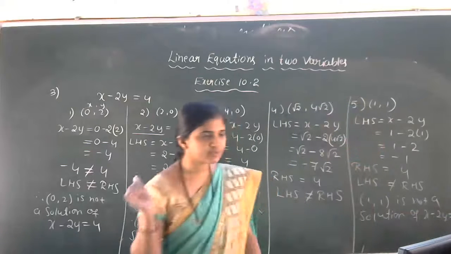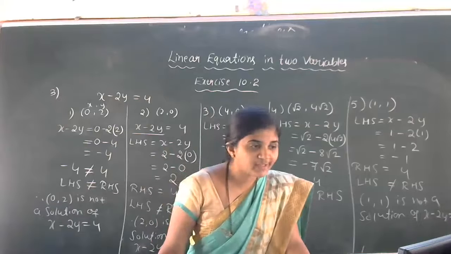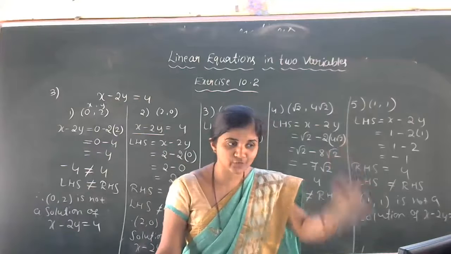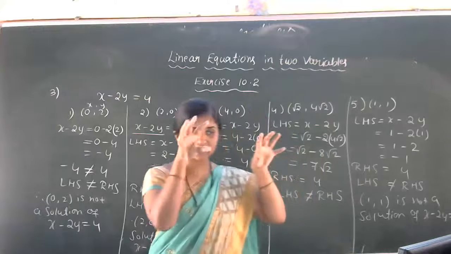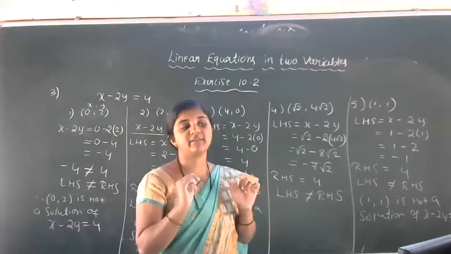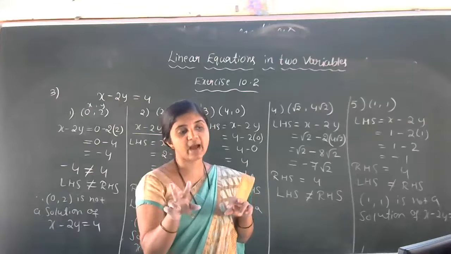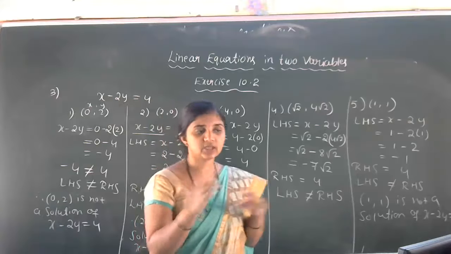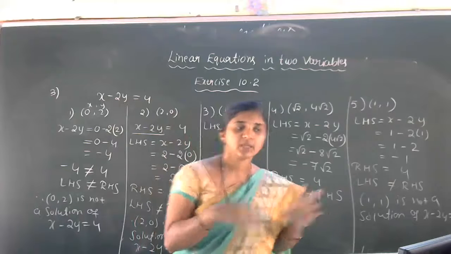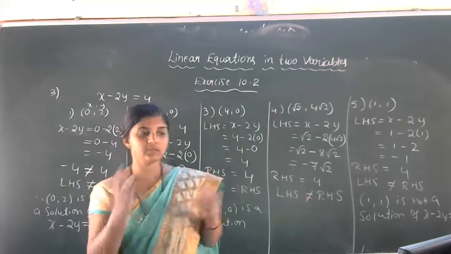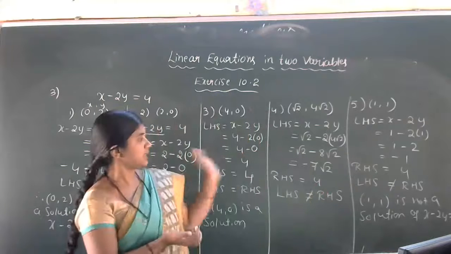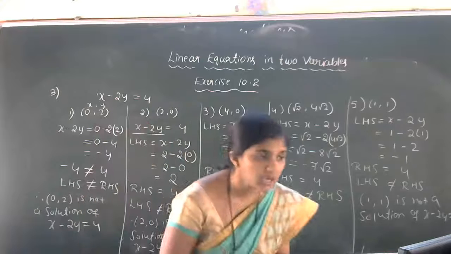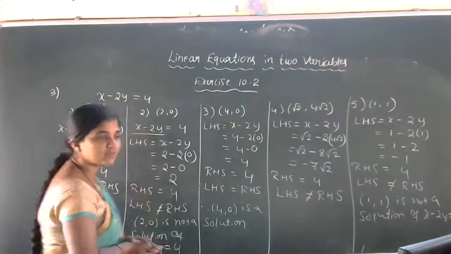Did you get the idea of this problem, students? How to verify whether the given solution is a solution of the given equation or not? This is the method. First you have to start with the LHS part. Substitute the x and y values. If you get the same RHS, that is LHS equal to RHS, then you can say the given solution is a solution of x minus 2y is equal to 4. You have to work out the problem this way.